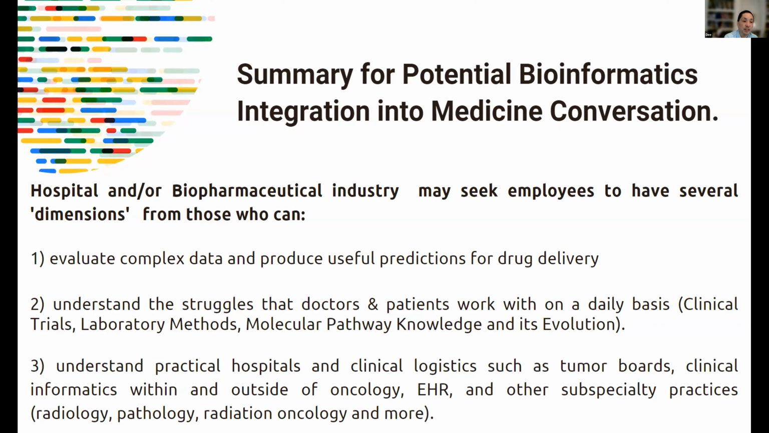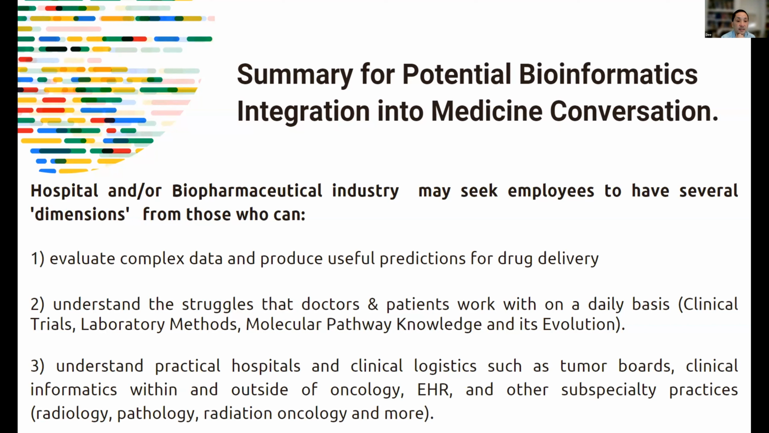The second thing I would think is they should understand the struggles that doctors and patients work through on a daily basis, because this is sort of a logistics thing. If you don't understand all the logistics of getting care to the patient, this could be somebody who would be like a technical person who travels around that helps the sales team get into hospitals and actually apply it.